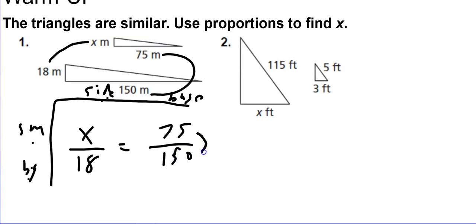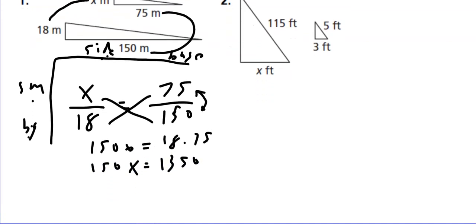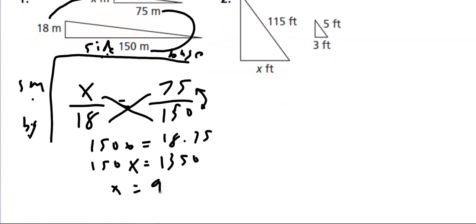Now again, if you see this relationship right here, 2 to 1 or 1/2, you can just solve that. But mathematically, the way we do it is cross multiply. So 150x equals 18 times 75. Okay? And if we do 18 times 75 on the calculator, we get 1350. So 150x equals 1350. And then when I divide by 150, I will get 9.